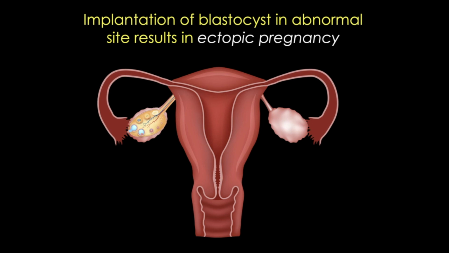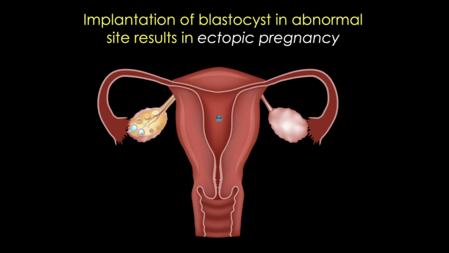Now, normally the blastocyst is going to implant into the endometrium of the uterine wall, kind of where I've drawn it here. However, there are times when the blastocyst will implant in an abnormal site, and this can be due to infection or inflammation of the oviduct or scar tissue. Sometimes the tube is formed abnormally during development or lacks the capacity to help move the oocyte to the uterus.